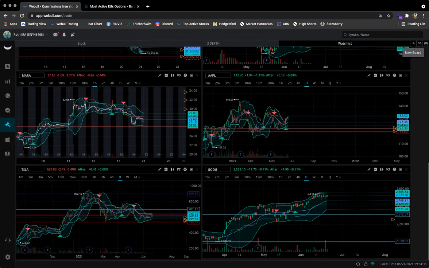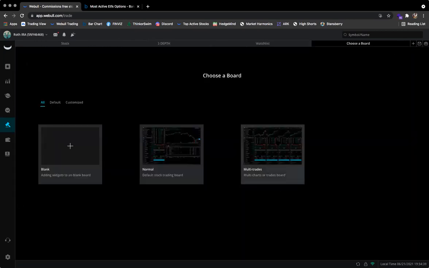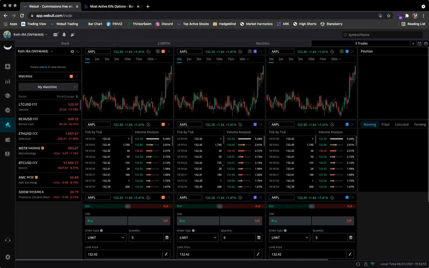So with these windows, you go to new board. All right, so when you click on new board, they have some that are already set up for you, but you can also do blank, right? So if you do multi-trades, that's going to be the easiest way for you to get my 3 trades set up. Click the 3 trades, the one that's vertical. This will probably be the easiest way for you to do this without having to do this yourself.